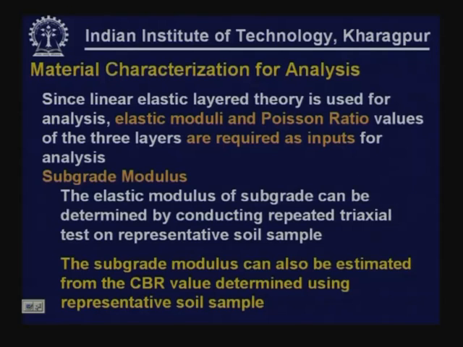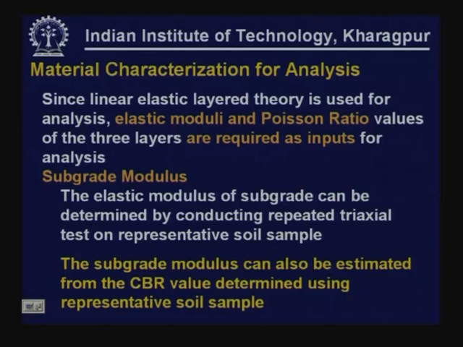Obviously, for an analysis of a selected trial pavement design, we need to be able to select appropriate material properties, because linear elastic layer theory is used for analysis. Elastic modulus value and Poisson ratio value of the 3 layers, because we are modeling the pavement as a 3-layer system as per IRC. So, these values are required for the 3 layers. Also, we need to be selecting, of course, in the trial thicknesses, different thicknesses for the 2 layers.